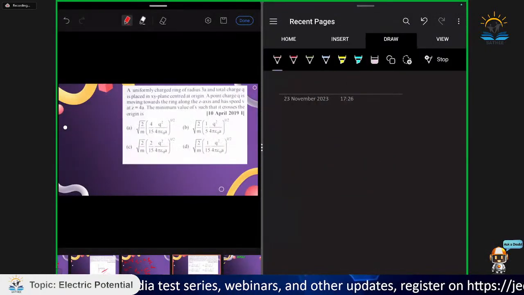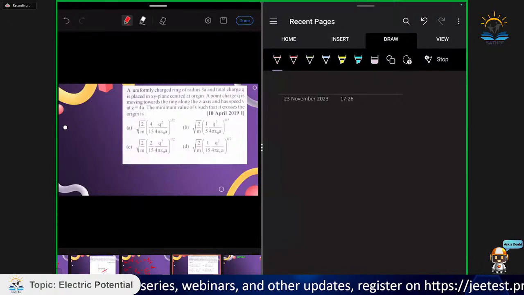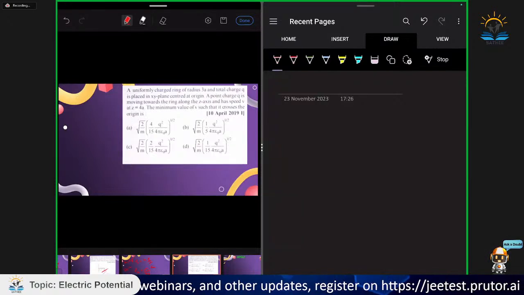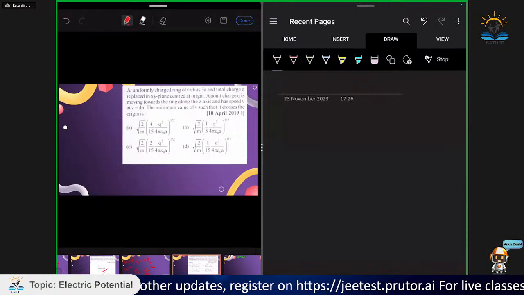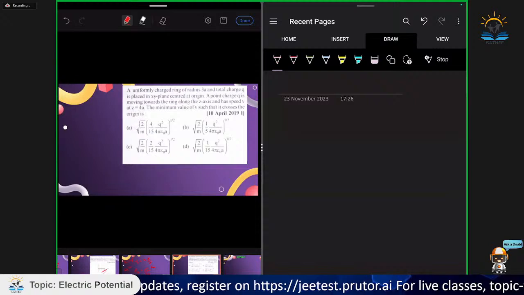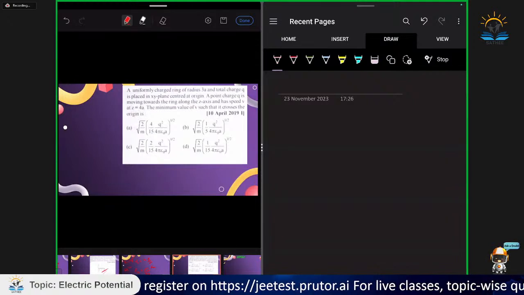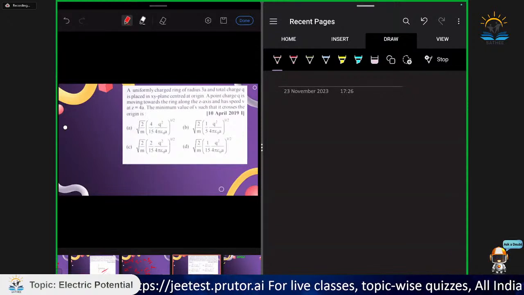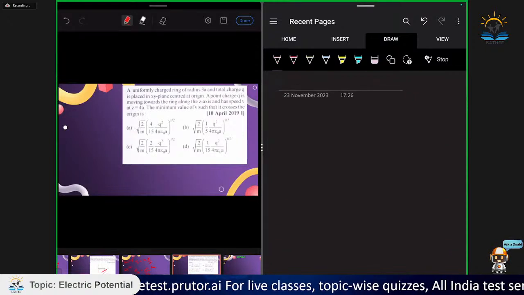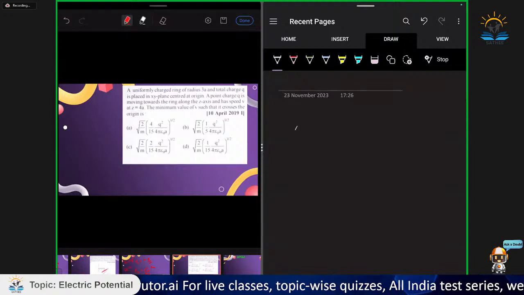A uniformly charged ring of radius 3a and total charge Q is placed in the xy plane centered at the origin. A point charge q is moving towards the ring along the z-axis and has speed v at z equal to 4a. Find the minimum value of v such that it crosses the origin. Simple question.